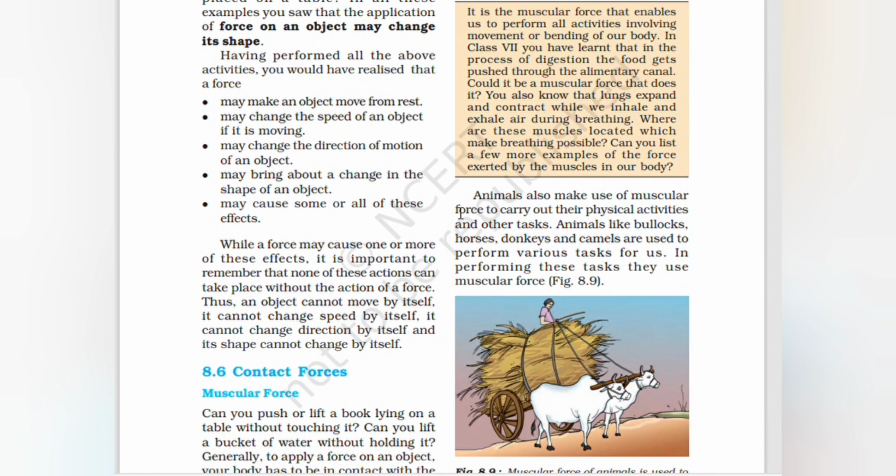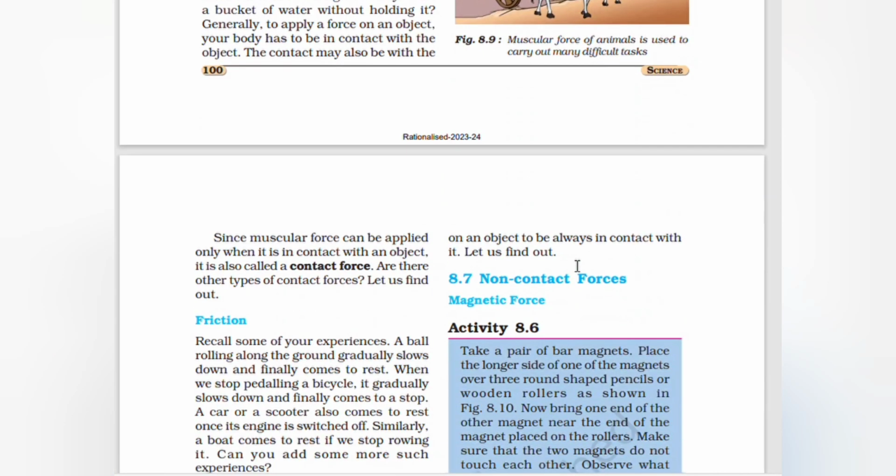Animals also make use of muscular force to carry out physical activities and other tasks. Animals like bullocks, horses, donkeys, camels are used to perform various tasks for us. In performing the tasks, they use muscular force. Since muscular force can be applied only when it is in contact with an object, it is also called a contact force. Are there other types of contact force? Let us find out.